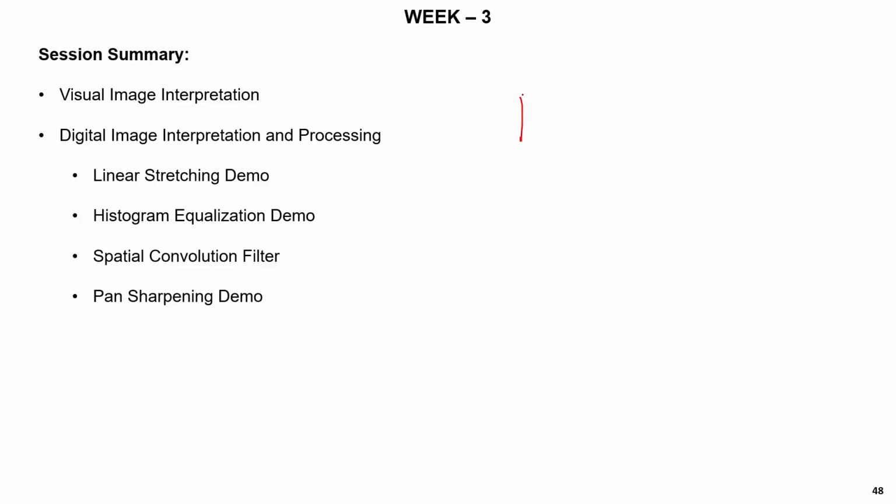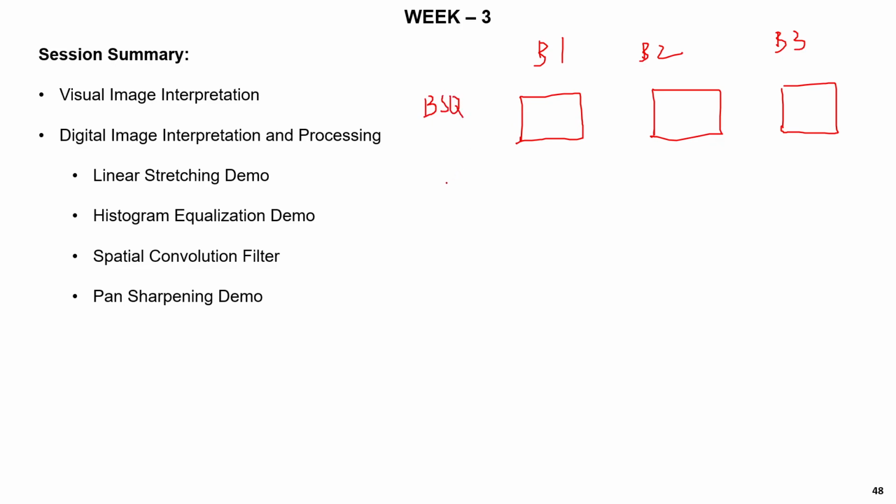So the BSQ, this is from week 1. This is band 1, then this is band 2, this is band 3. Everything is separate. If the data is recorded in this way, then it is BSQ. Then BIL: if you put everything together like this, this is your band 1 and you join it, this is your band 2, this is your band 3. BSQ is 3 different files.